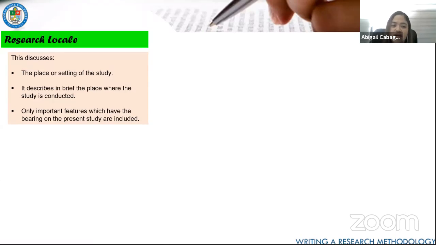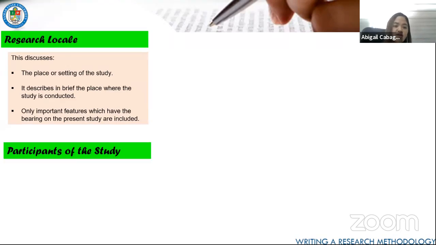This is the place or setting of the study. It describes in brief the place where the study is conducted. And only important features which have the bearing of the present study are included.